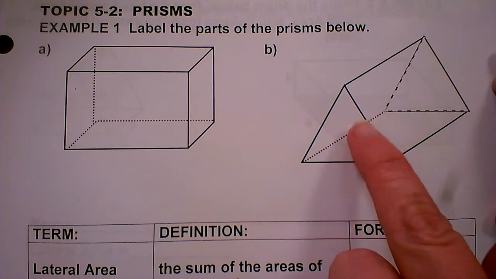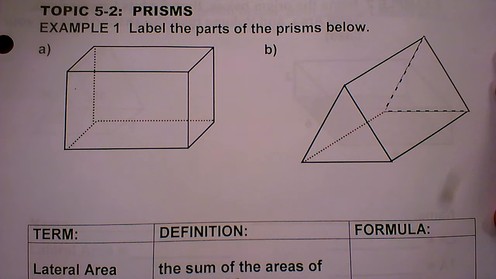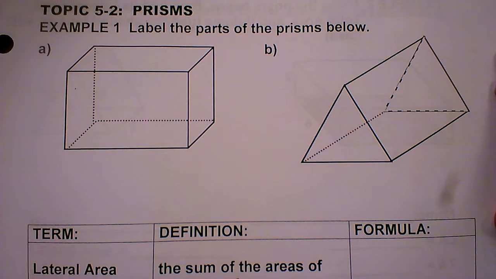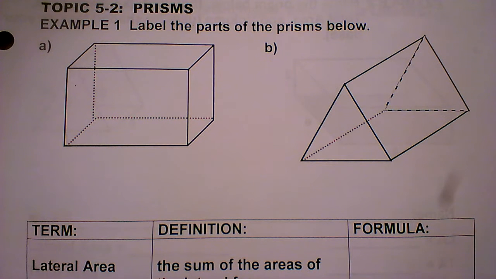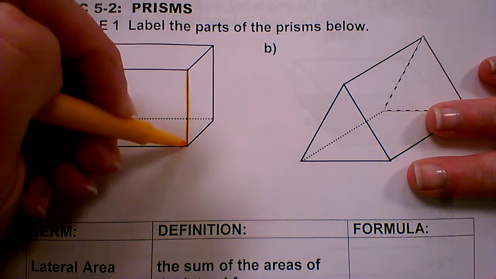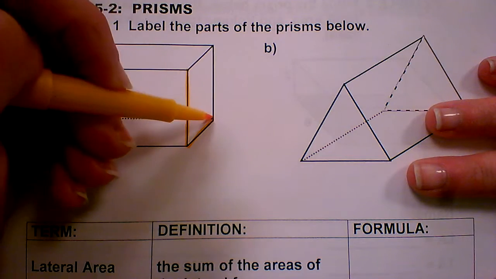Over here we have 1, 2 triangular faces, and then 1, 2, 3 rectangular faces. So we would have 5 faces altogether. Now 2 of those faces have a special name. The ones that are parallel to each other and congruent we actually call bases. And so I'm going to highlight here which ones are the bases. You should too.